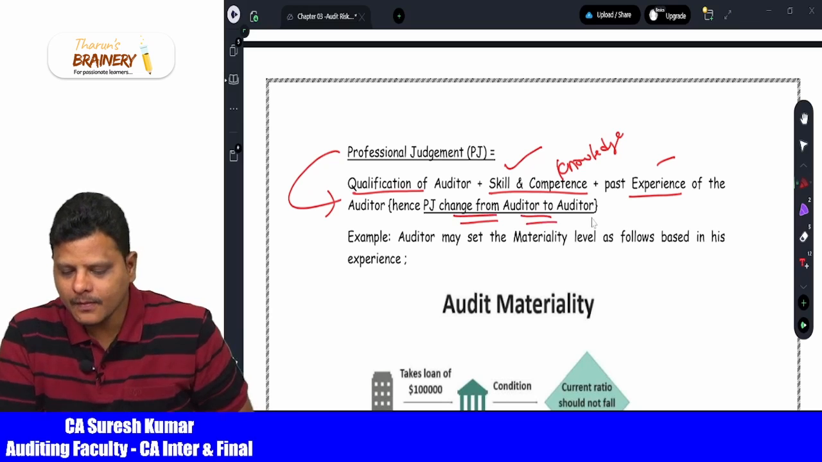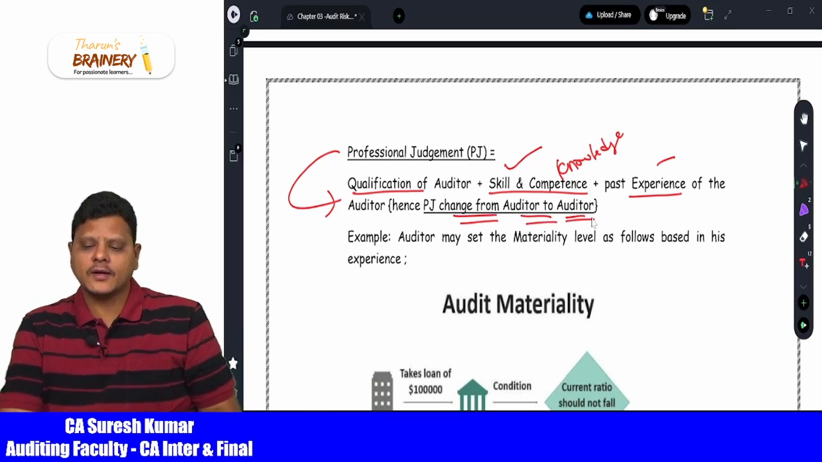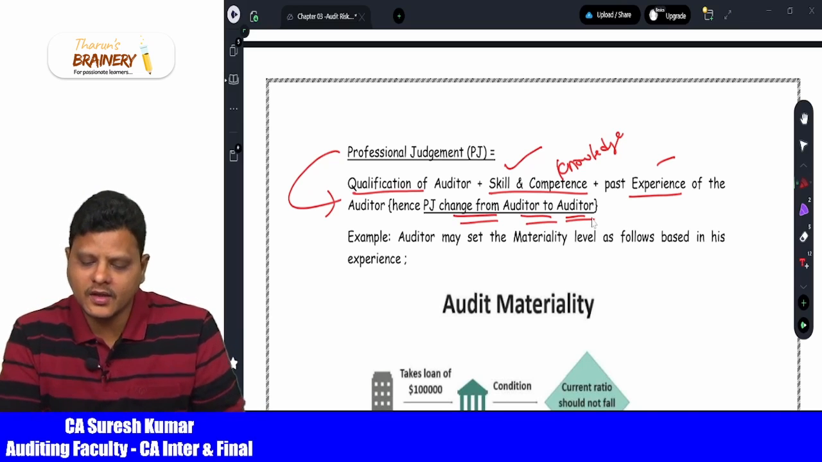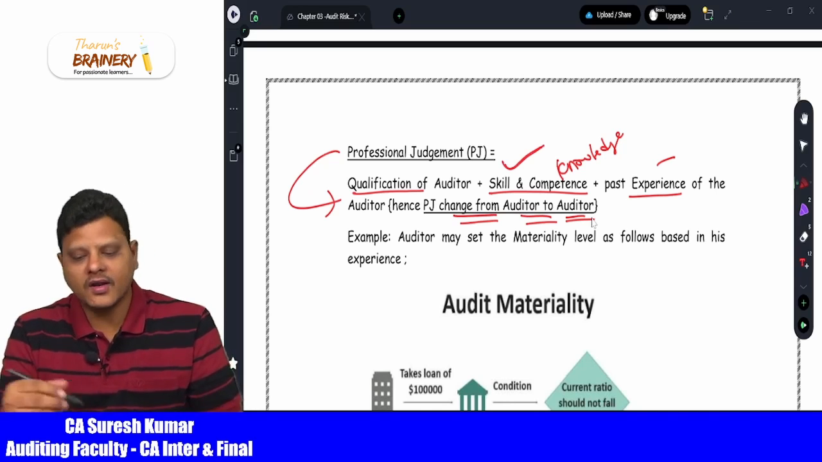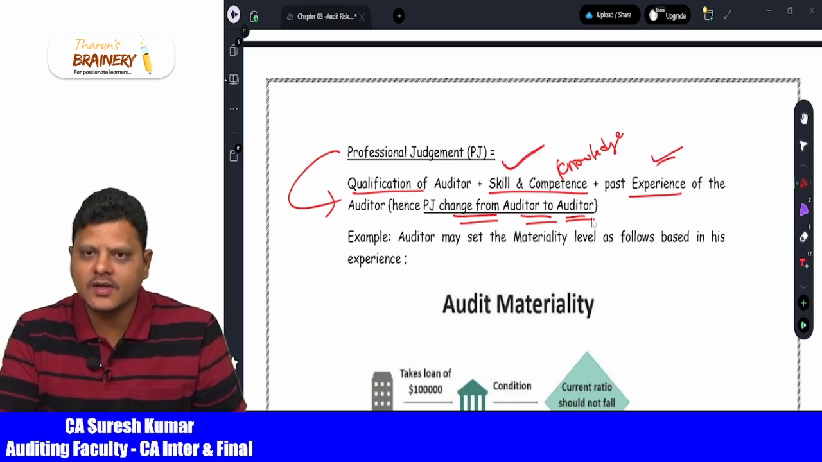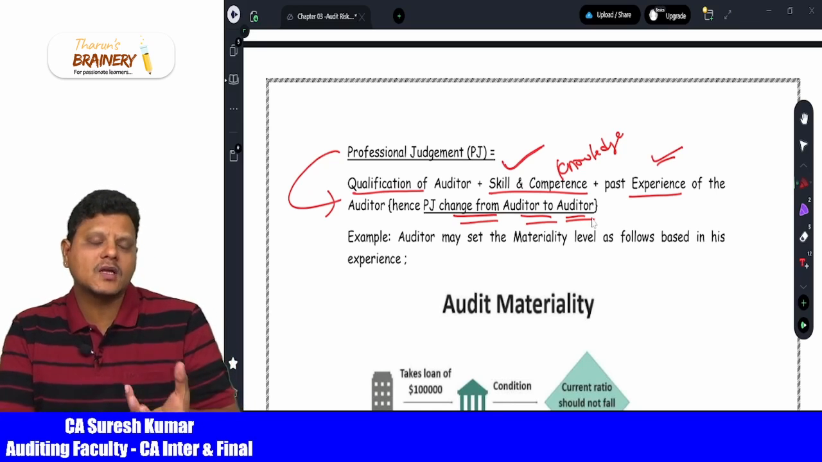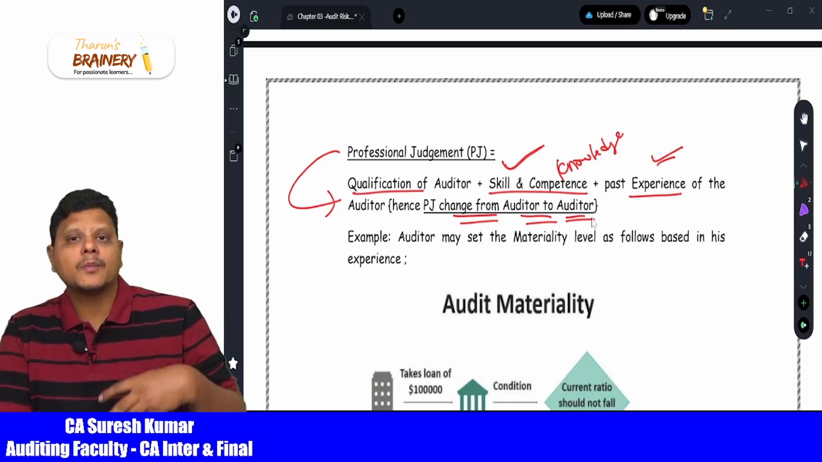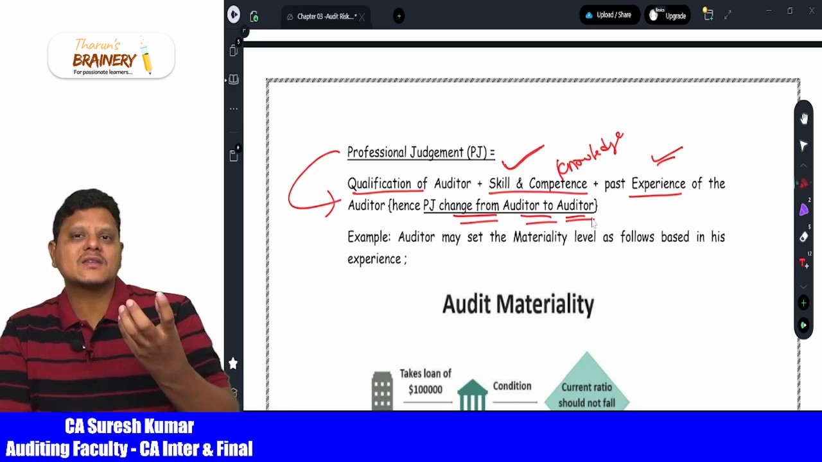Sorry, auditor to auditor. Why auditor to auditor? Because every auditor may not have the same skills, every auditor may not have the same experience. There may be junior chartered accountants, there may be senior chartered accountants. So based on their experience, they can assess the risk.